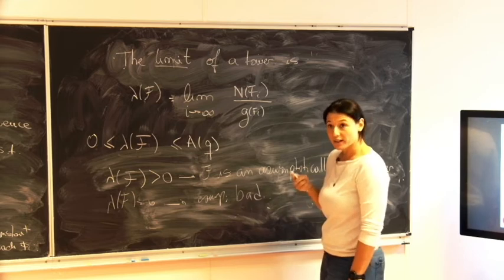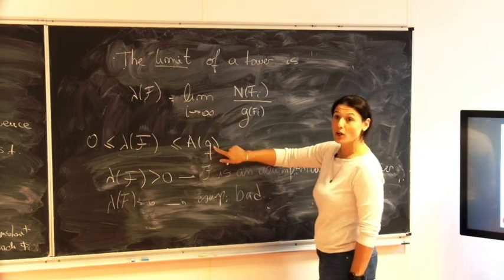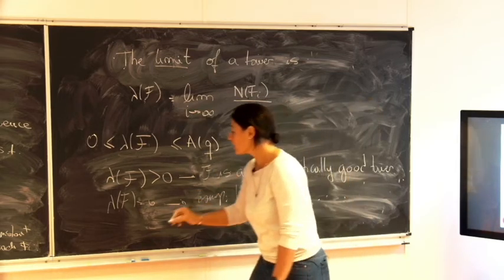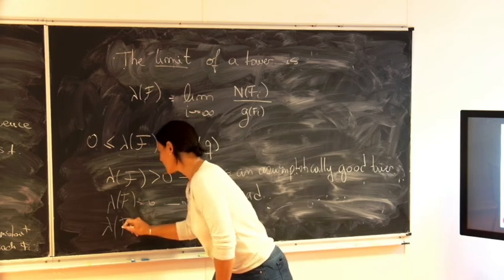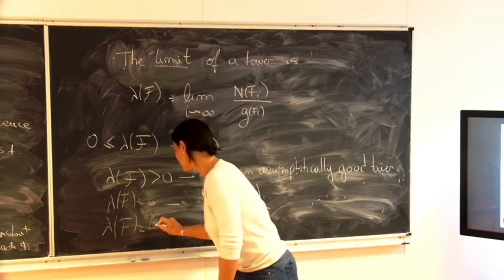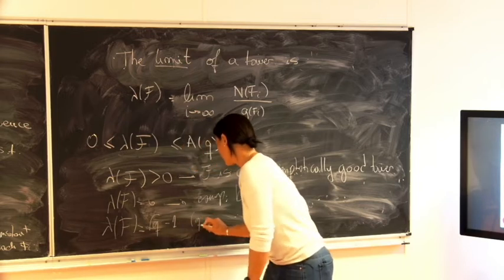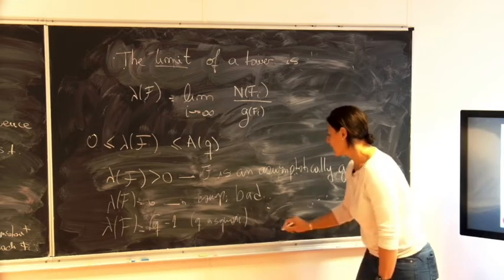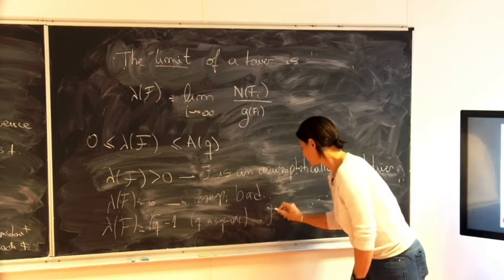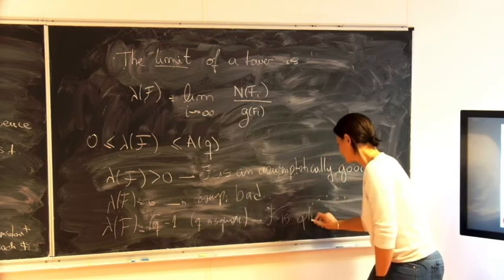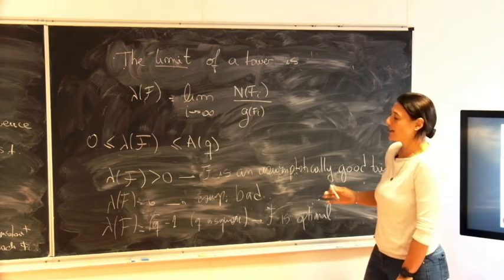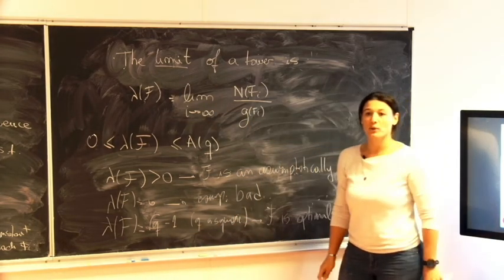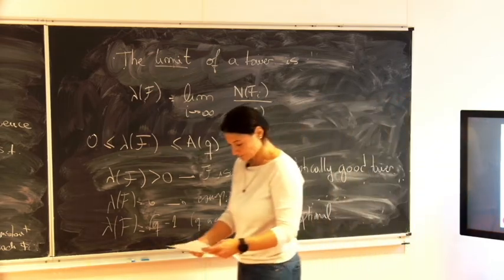In the case of q squared being a square, we know that A(q) is exactly the square root of q minus 1. If we can build a tower such that the limit is exactly the square root of q minus 1, then we say that the tower is optimal. This is the best that you can achieve, having the limit equal to the square root of q minus 1.